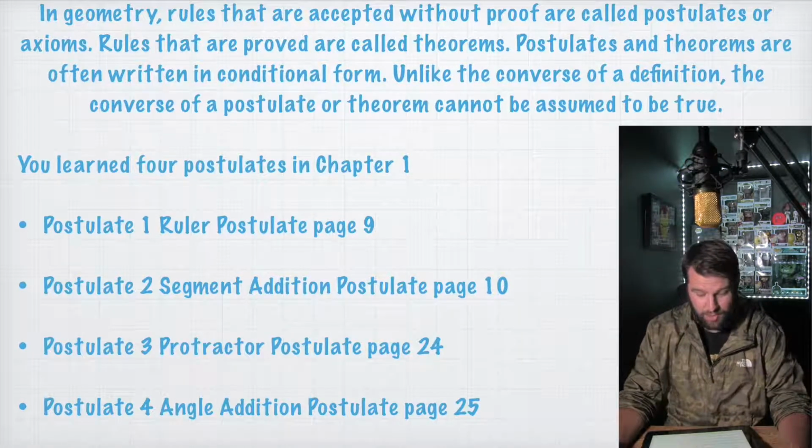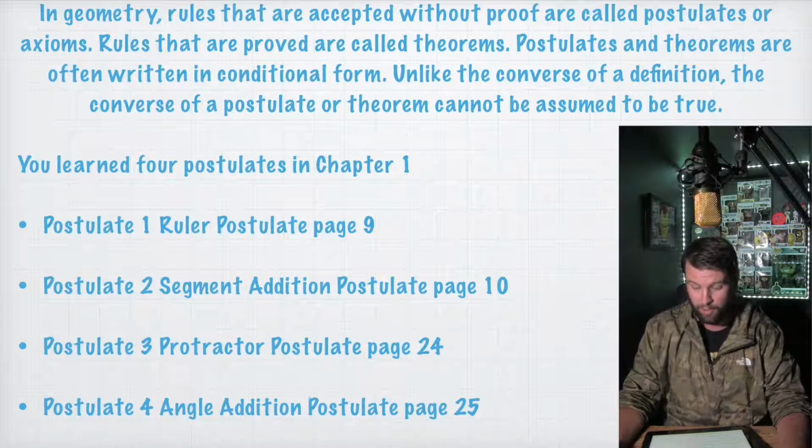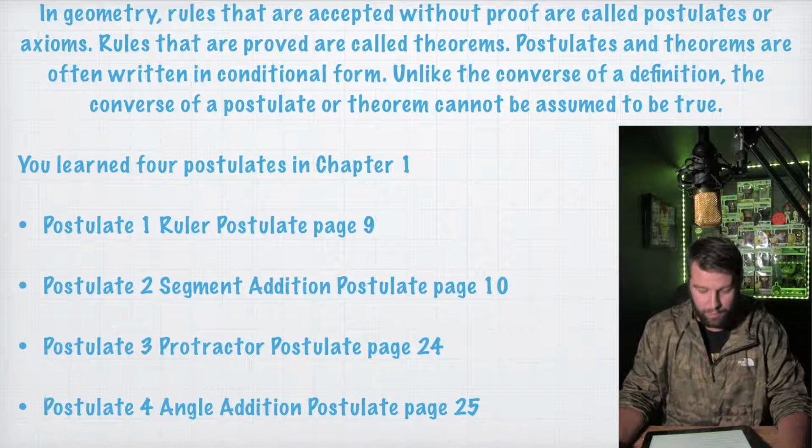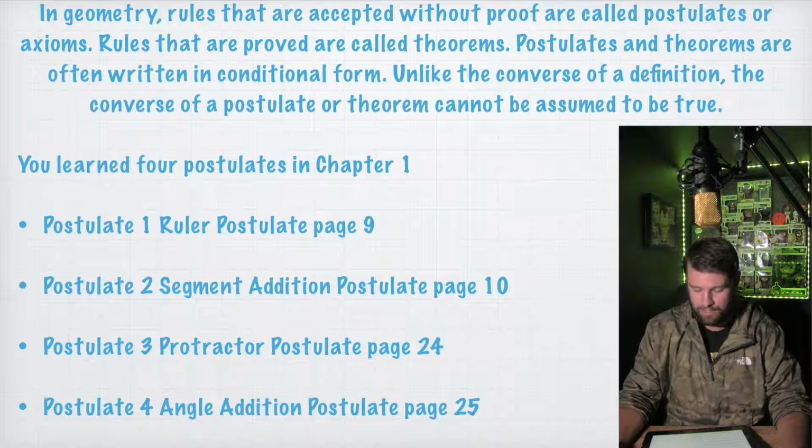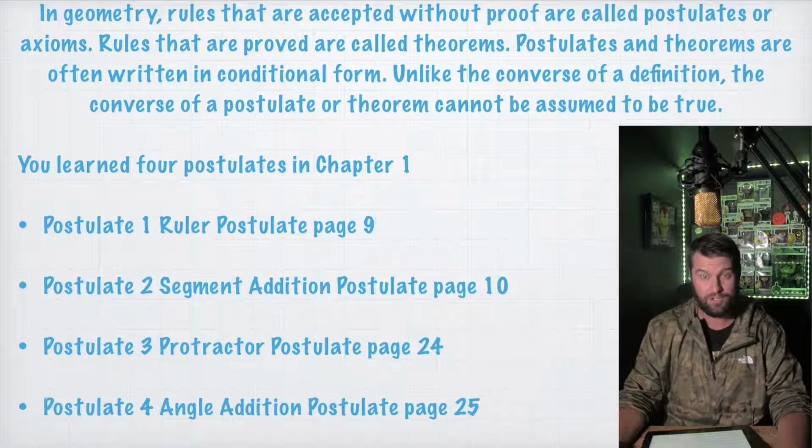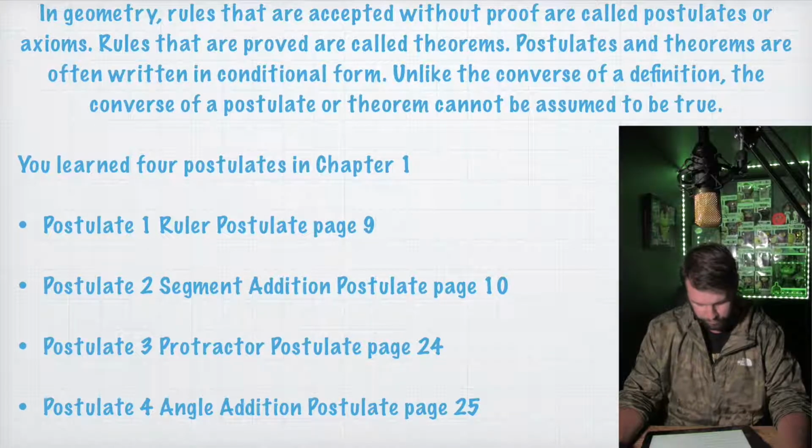So, in geometry, rules that are accepted without proof are called postulates or axioms. Rules that are proved are called theorems. Postulates and theorems are often written in conditional form. Unlike the converse of a definition, the converse of a postulate or theorem cannot be assumed to be true.